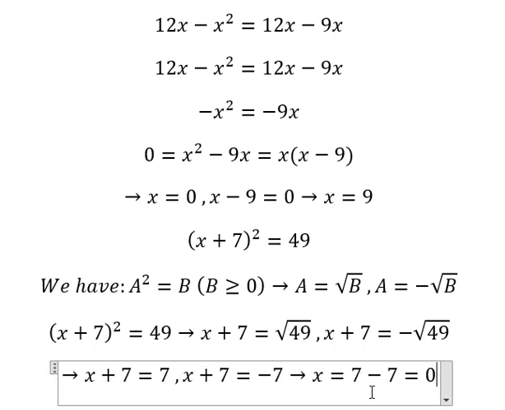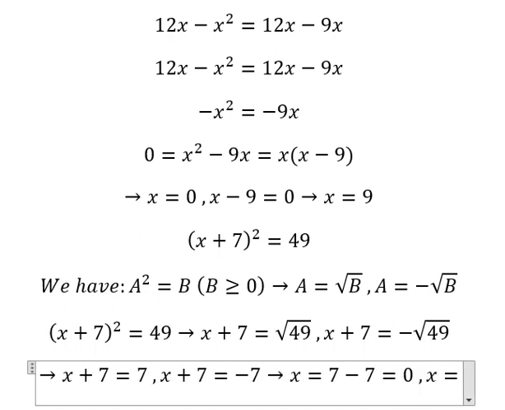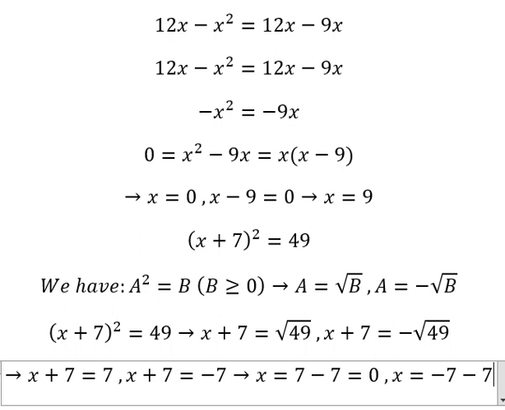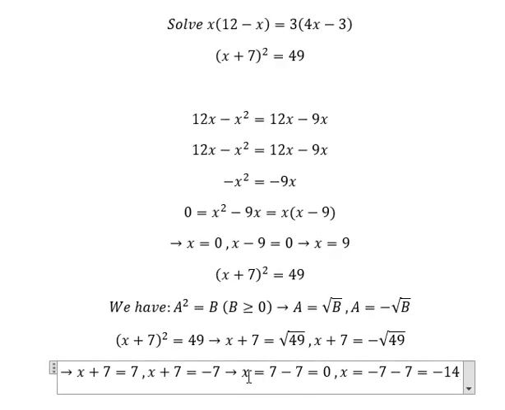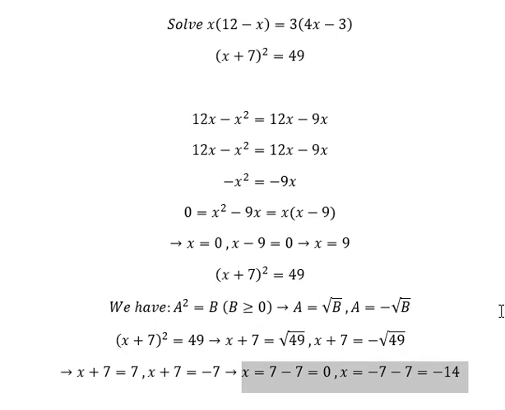So number 7 minus number 7, we have number 0. And the second one, this one we have negative 14. And here is the final answer. This is the end.